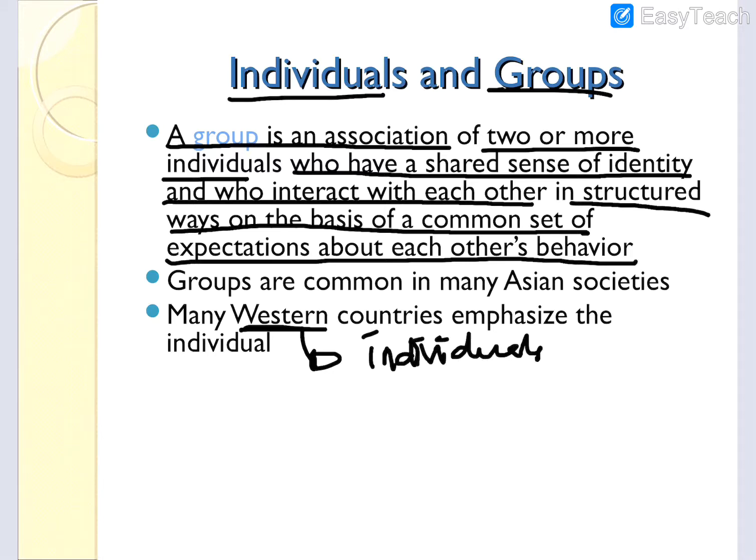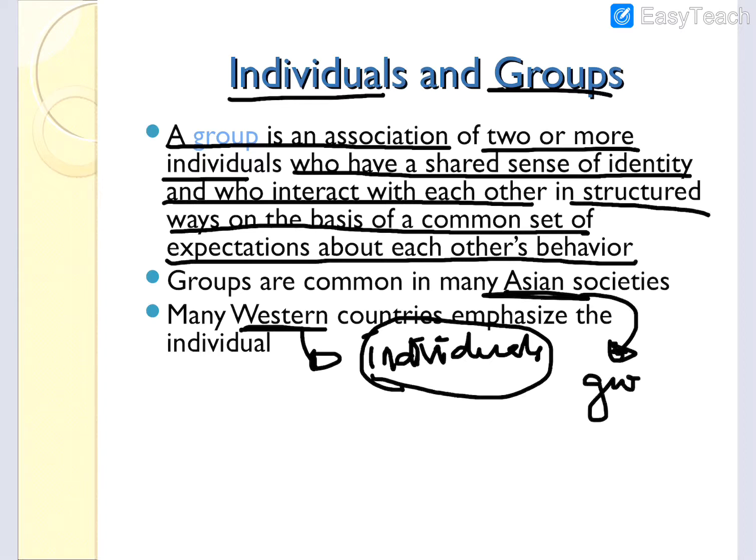Okay, whatever they work or whatever they do, they tend to emphasize individuals first, not the groups. While in Asian societies, they are more emphasized on groups. Means whatever they do at work, they will think about the groups first, then only think about the individual. Like in an organisation, they will work for the organisation first, then only think about individuals, about themselves. So that's the meaning of individual and groups.